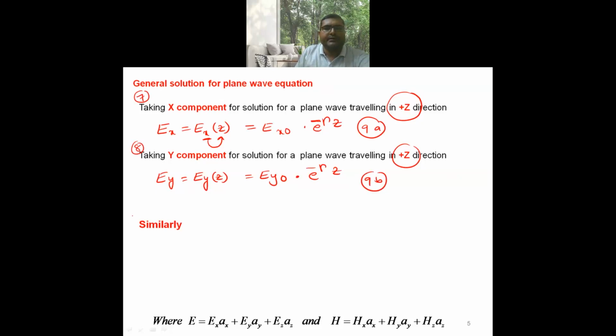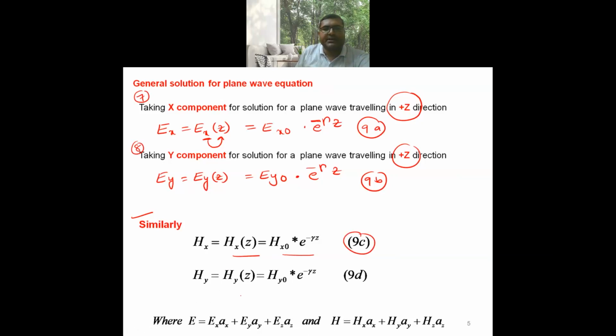Similarly, for magnetic field, Hx of z is equal to Hx naught e power minus gamma z, and Hy of z is equal to Hy naught e power minus gamma z. Once again, refer to the equations 9a, b, c, d.